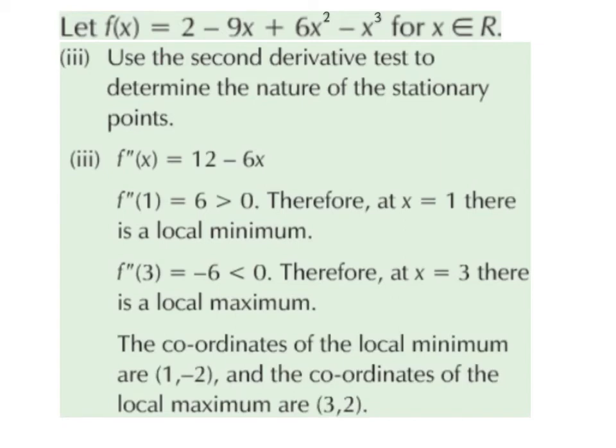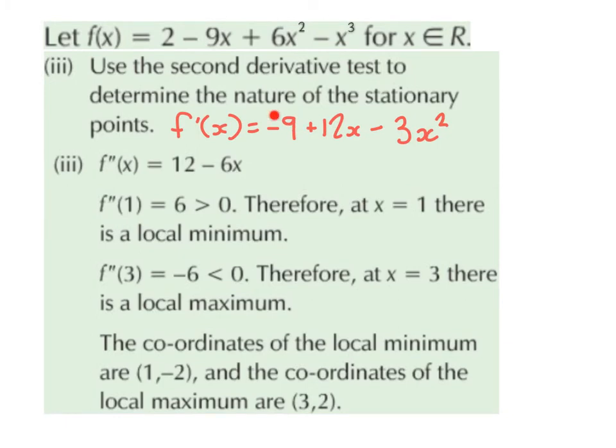So the first thing we have to do is find the second derivative. So our derivative was minus 9 plus 12x minus 3x squared. So for our second derivative, we are going to cancel out the minus 9 because it's a constant, it cannot be differentiated. For plus 12x, to differentiate that, we just cancel out the x, so we get 12. And then for minus 3x squared, we bring down the 2 in front. Minus 3 by 2 is minus 6, and 2 take away 1 is 1. So we end up getting 12 minus 6x for the second derivative.